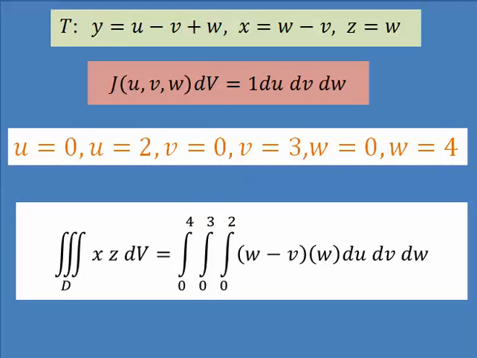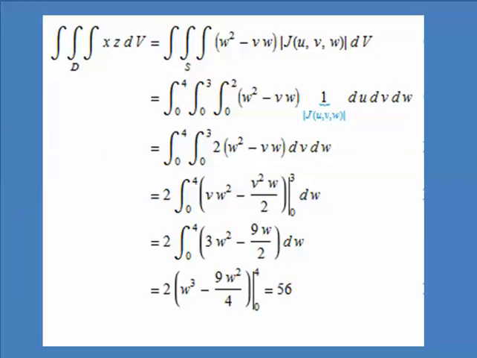All I have to do is, instead of the x, I just put in w minus v, and instead of the z, I put in w, and then I just put in my boundaries in such a way that there's a matchup with the u and the u boundaries and so on. The last step is to integrate, and I'll leave you with this slide right here. I think that finding the integral for you will be fairly straightforward.